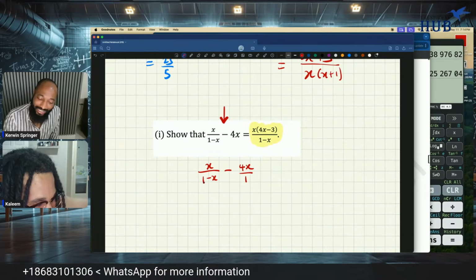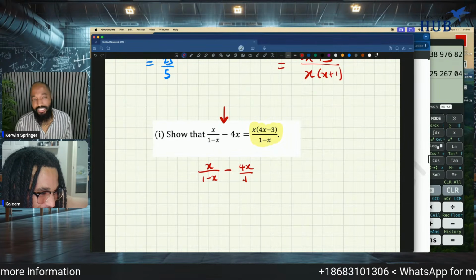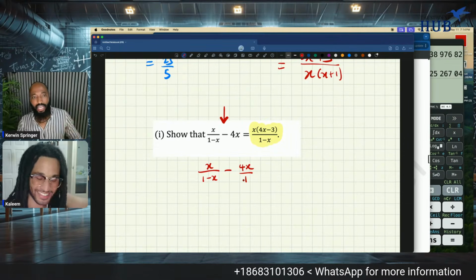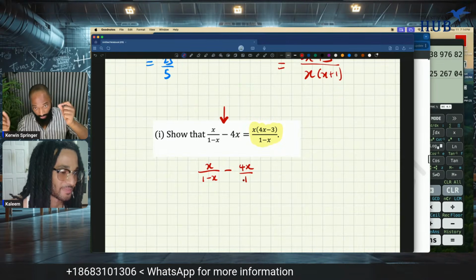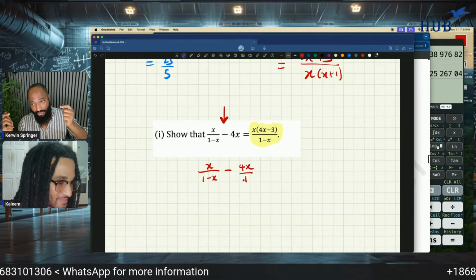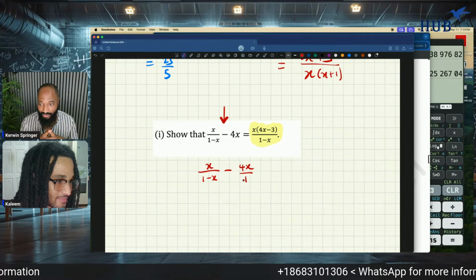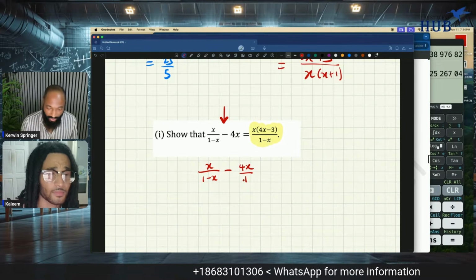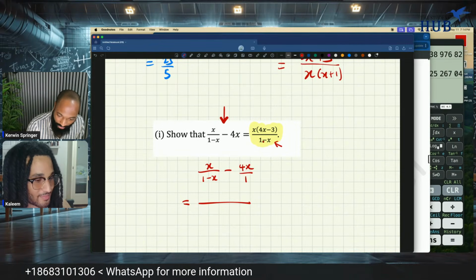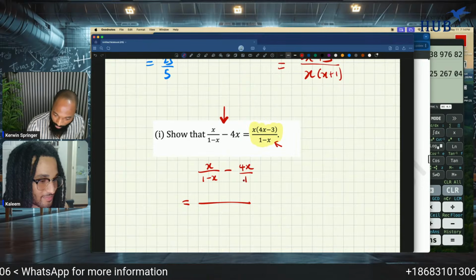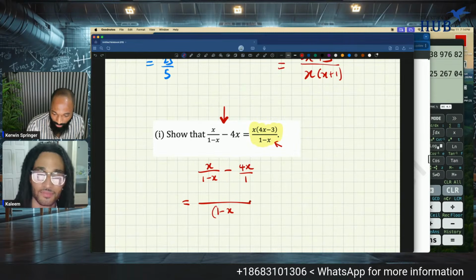So x over 1 minus x minus 4x over 1. That's a hint there. So it's the same idea. It's just that we have the denominators. One of the denominators is 1. So, hint, look at this denominator. This is always just 1 minus x, because if I multiply 1 minus x by 1, I'll just get 1 minus x. I could put the 1 here, but I'm not changing the price of milk.